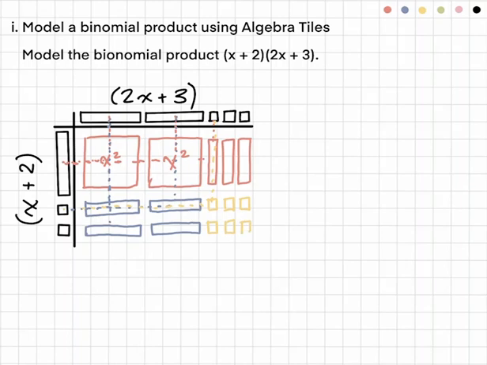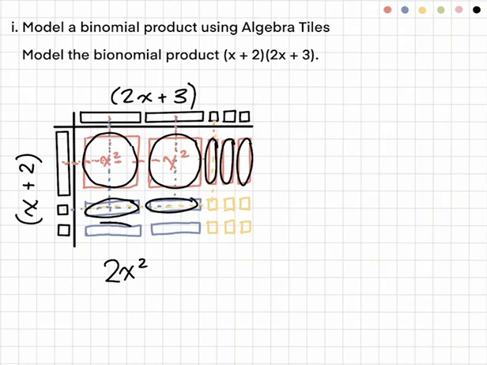Now what I've done is create a visual representation of what the product of this binomial is going to be. So if I count what I have in here, how many x squareds do I have? 1, 2. So I have 2x squared. How many x tiles do I have? 1, 2, 3, 4, 5, 6, 7. So I've got plus 7x. And then how many 1 tiles do I have? 1, 2, 3, 4, 5, 6.